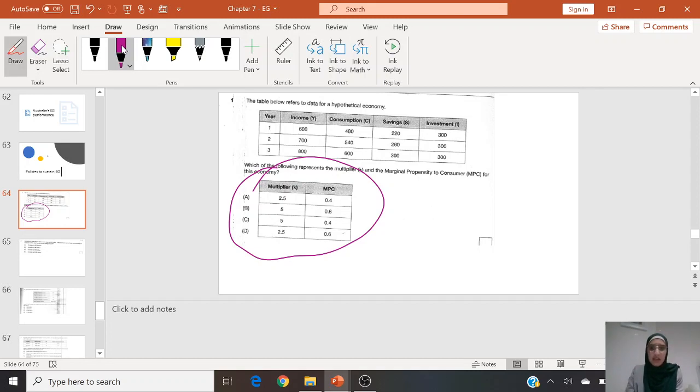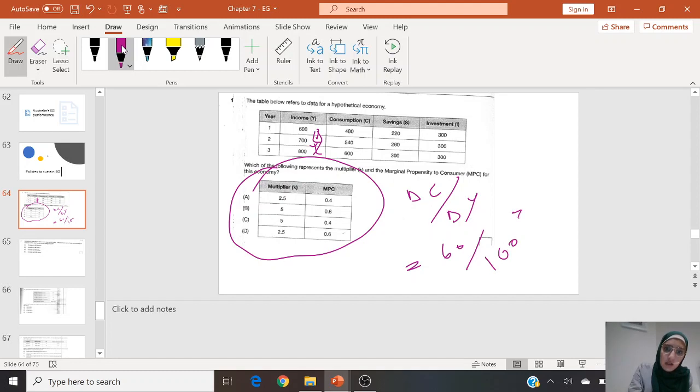In order to find the MPC, what we have to do is change in consumption over change in income. The change in consumption in this case is 60, because what is 600 minus 540? That's 60. Or what's 480 minus 540? That's 60. So that's 60 divided by change in income. We know already it's 100, since 600 to 700 is 100, 700 to 800 is 100. That gives you 0.6. So it's either D or B, basically.